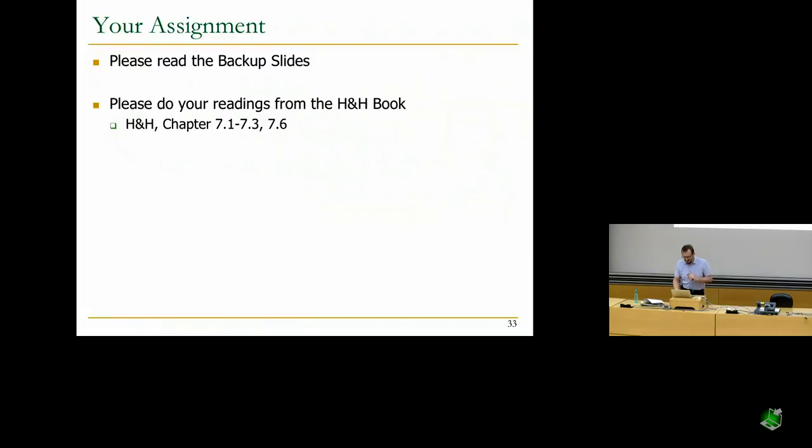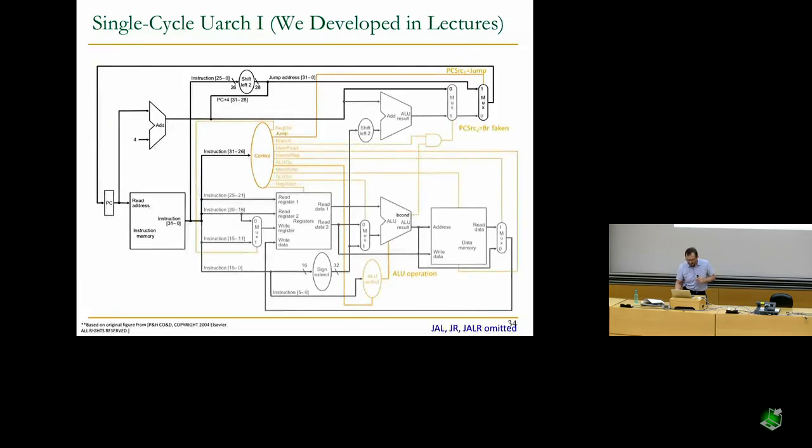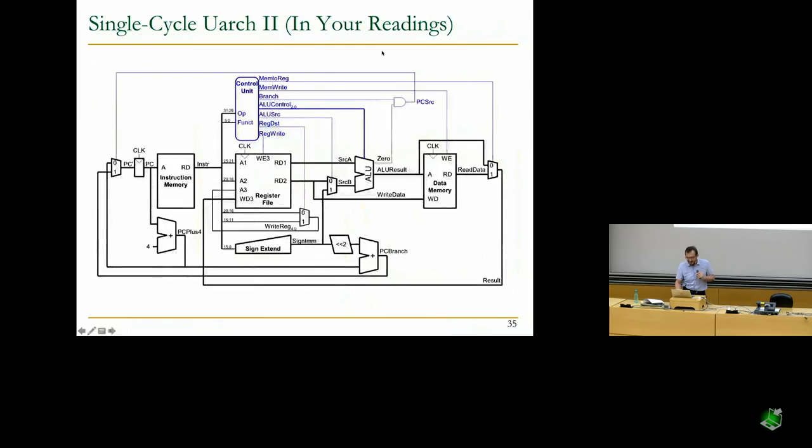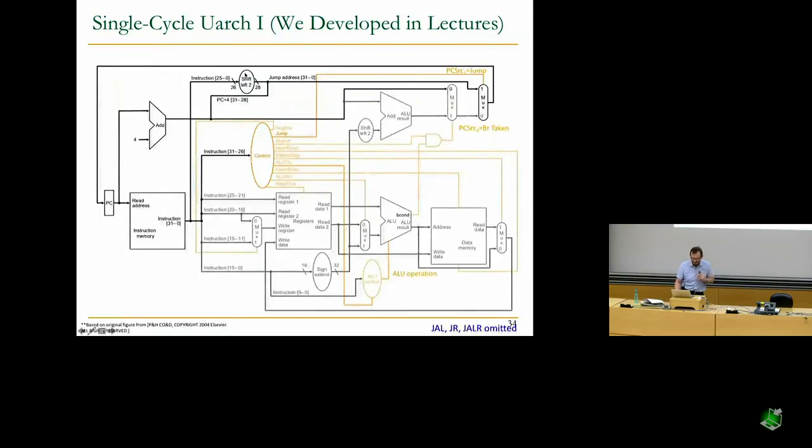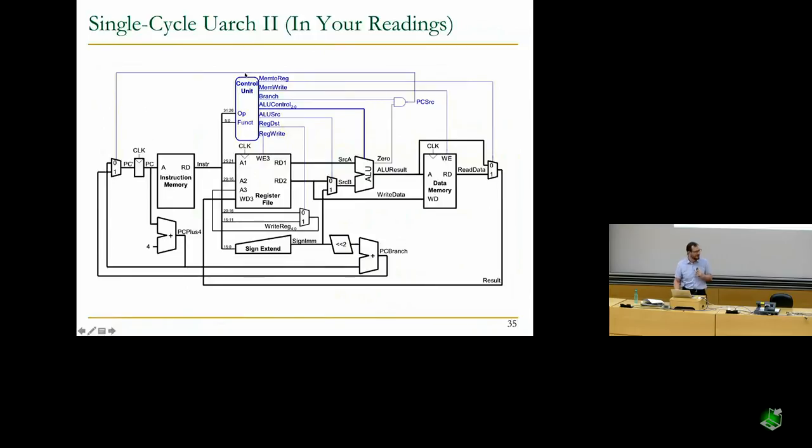Okay. Basically, the reason I wanted to cover these two slightly different data paths is to show that you have a single cycle microarchitecture. You're designing these things slightly differently, but they're going to be very similar. Again, this is a single cycle microarchitecture that we've developed in the last lecture and today. And this is the single cycle microarchitecture in your readings. And if I flip between these two, they actually look very similar also. Even some of the signal names are very, very similar.